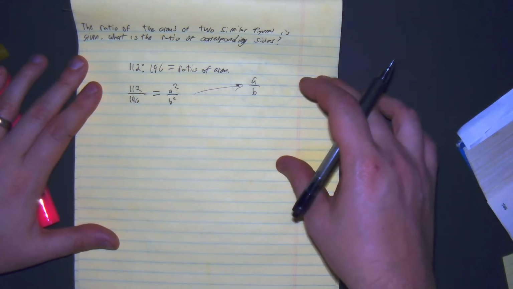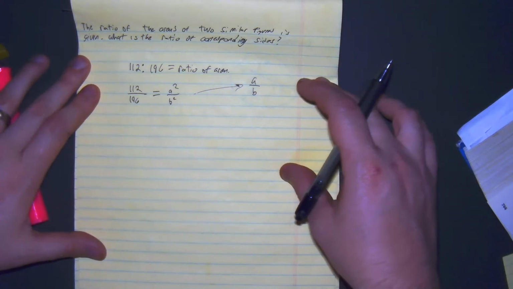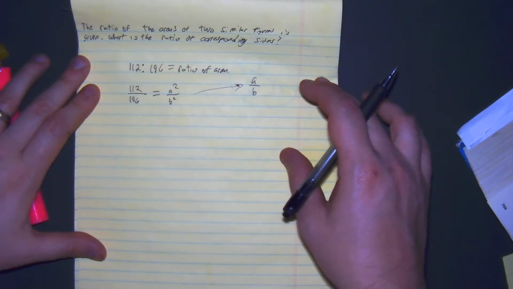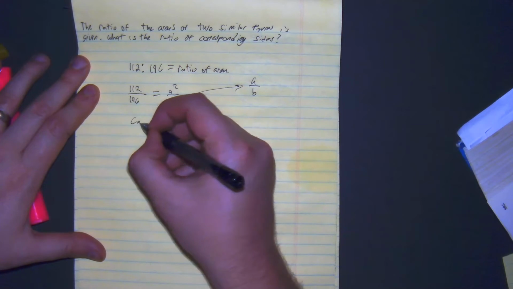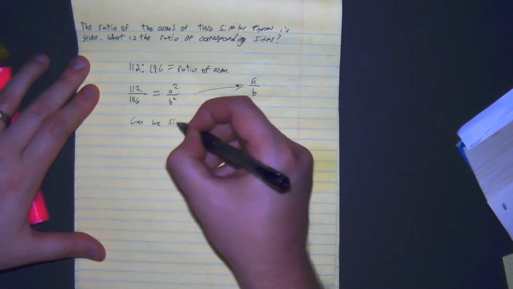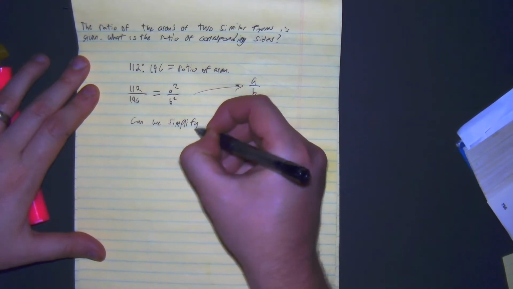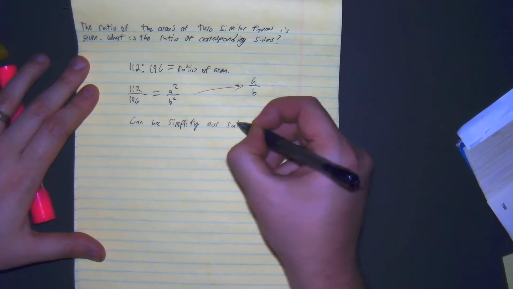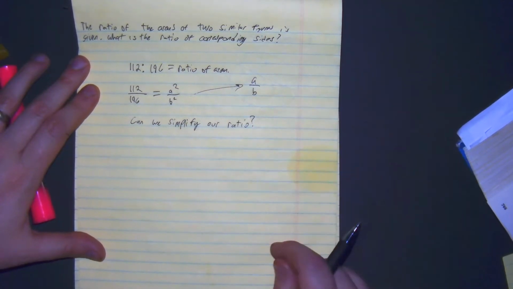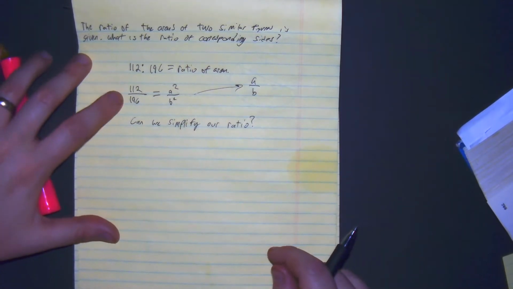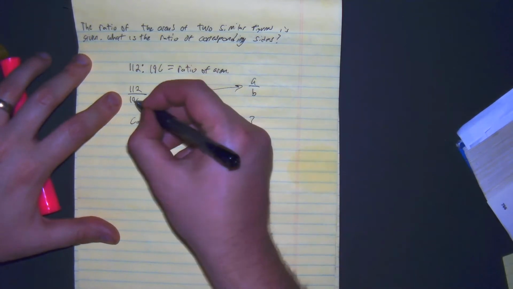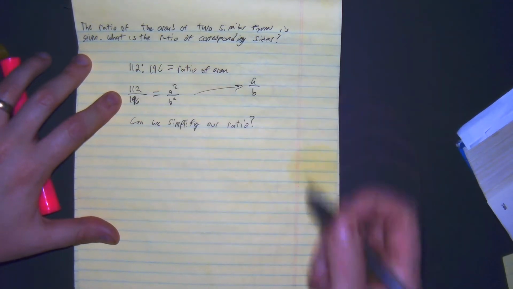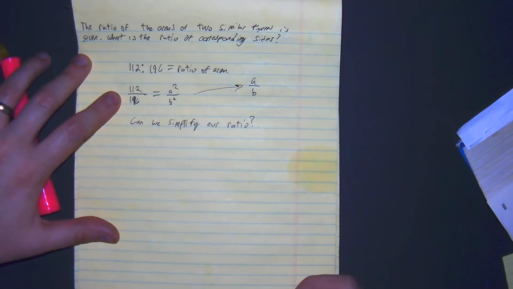But before we even do that, we should always ask ourselves, because this makes it easier for the simplification part, can we simplify our ratio? Well, 112 over 196. They're both even, so I know we can simplify that.